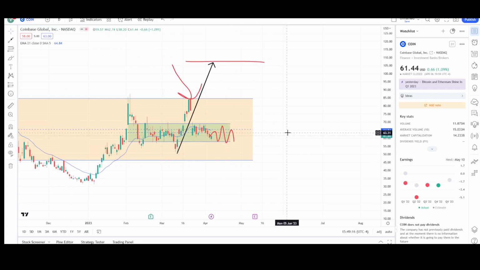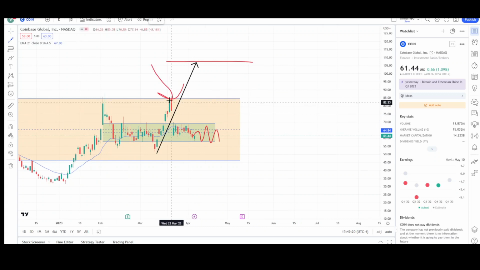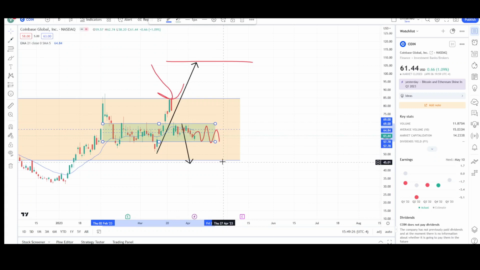Just waiting to see some type of catalyst occur. Maybe since we saw one leg down right here, we can see another leg down, and that will take prices back to the lower side of the range. So we'll have to wait and see.